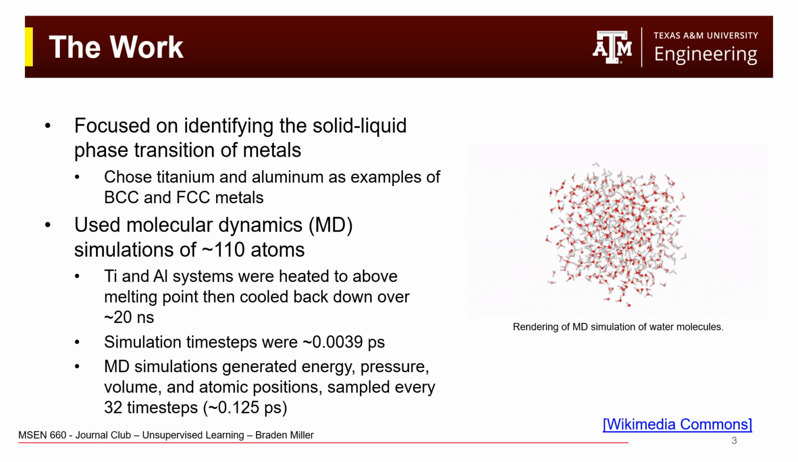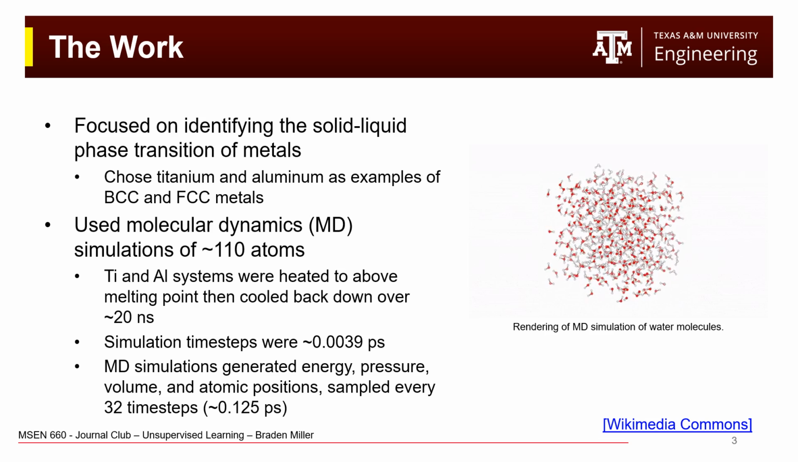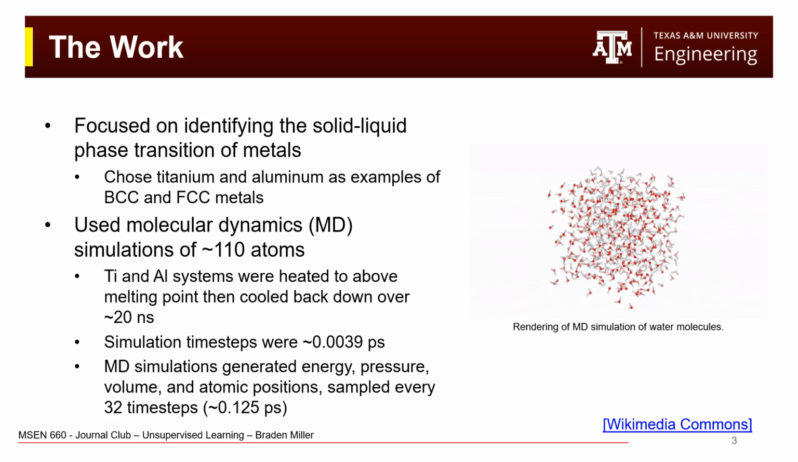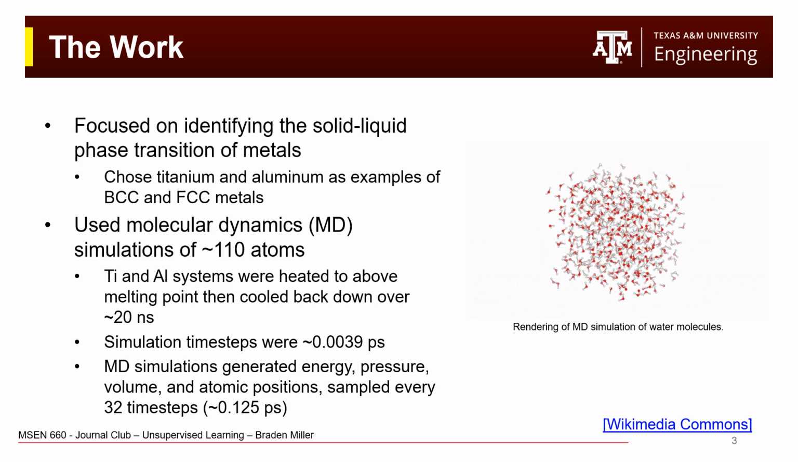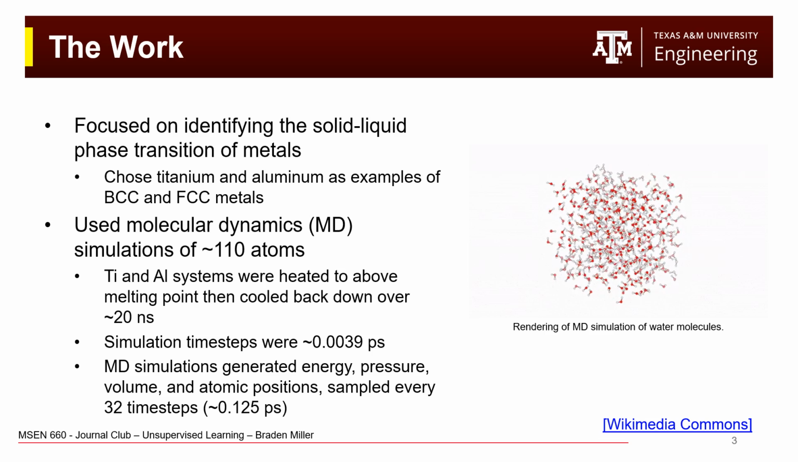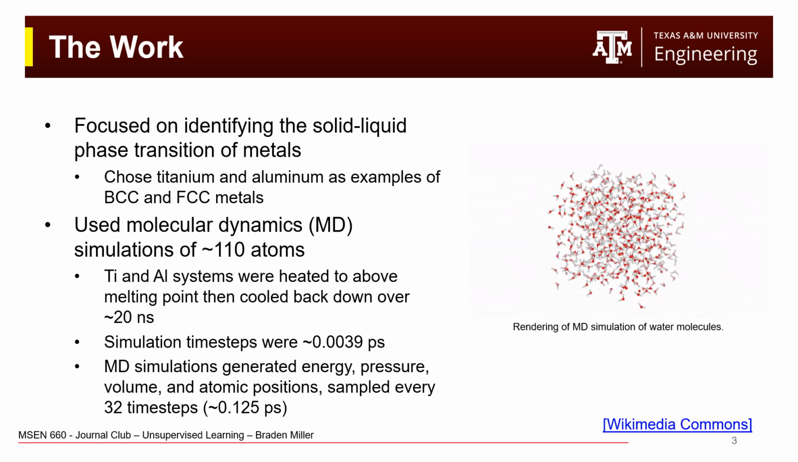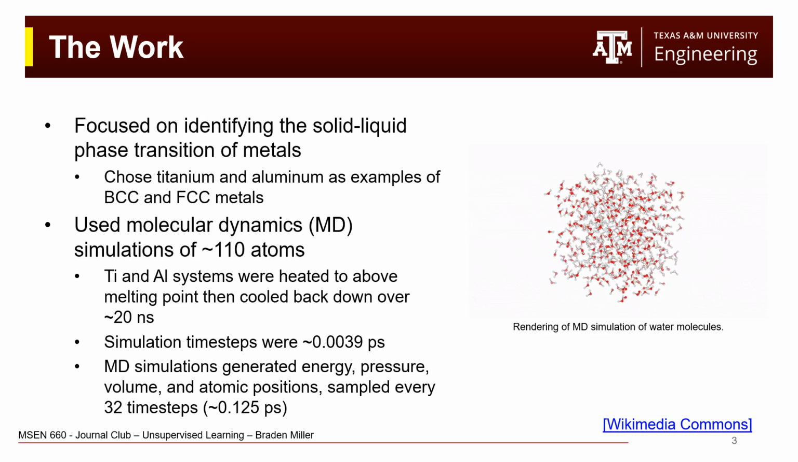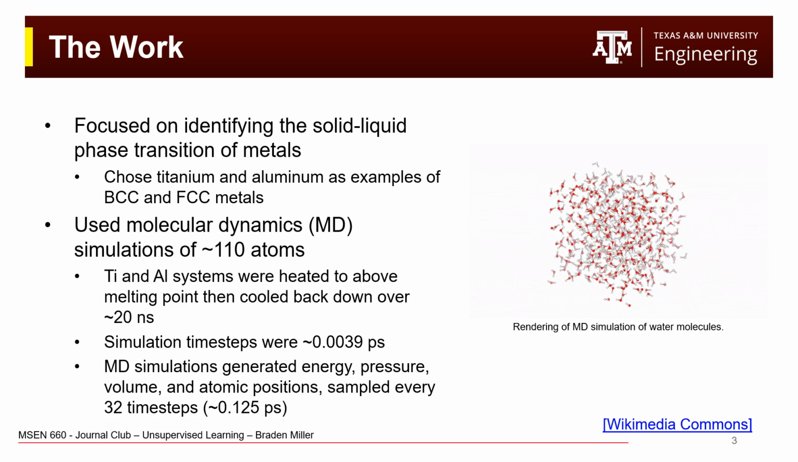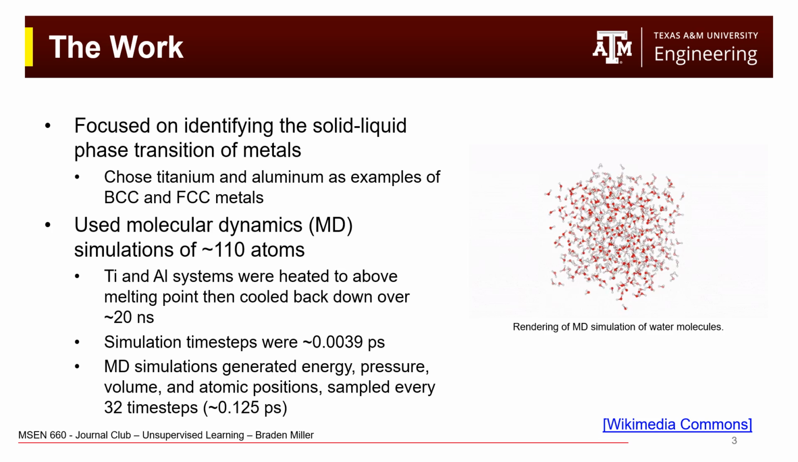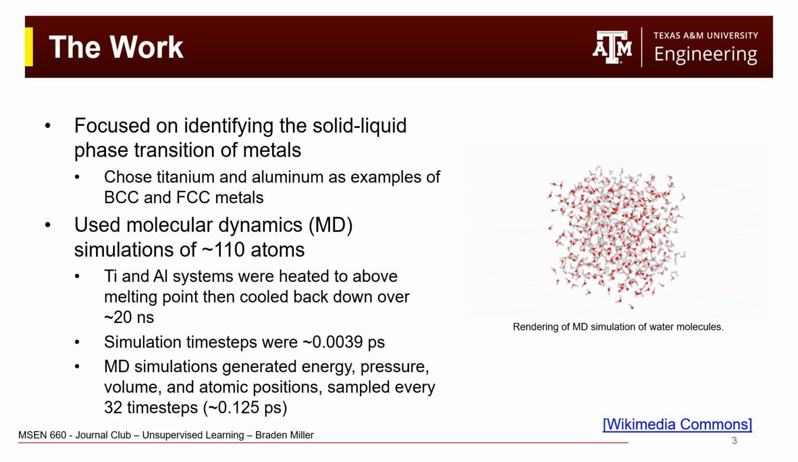The work focused on identifying the first order transition from solid to liquid and then liquid to solid in two metals. They chose titanium and aluminum as examples of BCC and FCC metals, and they used molecular dynamics simulations of approximately 110 atoms. I think it was 108 and 120. I think the 120 was titanium, and I believe the 108 was for aluminum.